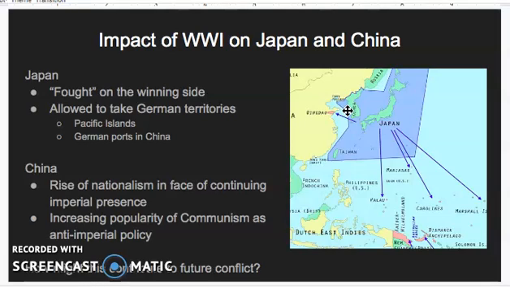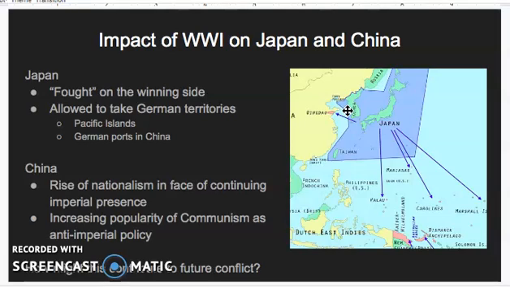Basically, China felt like Britain and France and everybody had basically sold China out to the Japanese, and the only people who were speaking up for China were the Russians, the communists in charge of the Soviet Union. And so a lot of people in China began to turn to communism as an anti-imperial ideology. This is going to be important later when communists take over China.